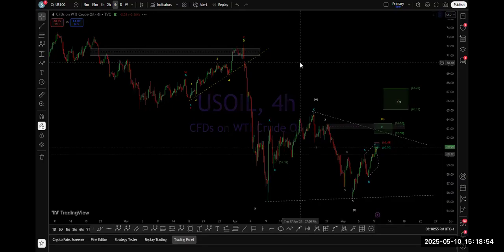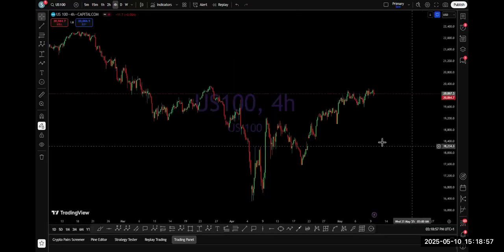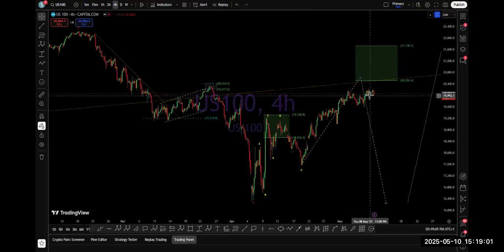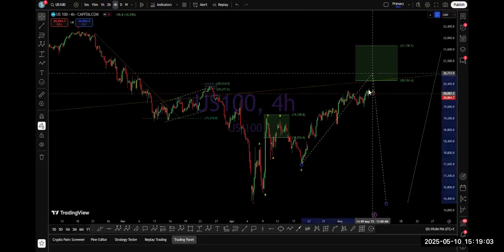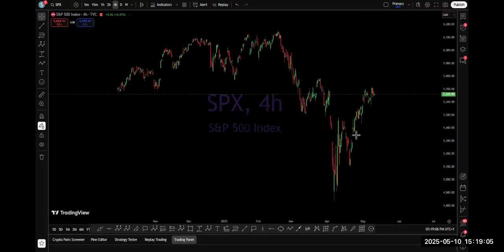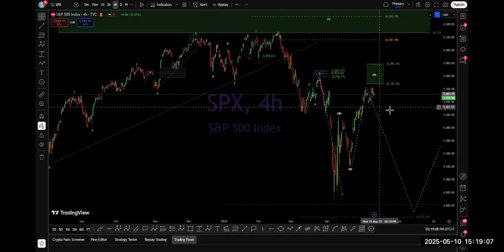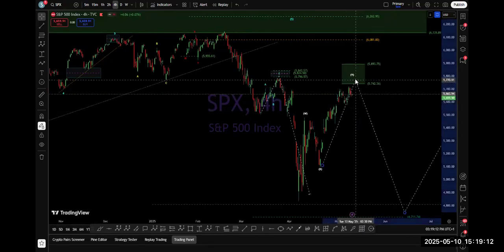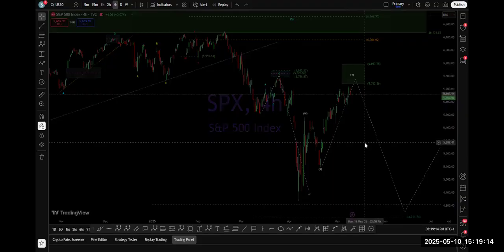Okay, US 100 Nasdaq. Last week I said we are expecting it to go a little higher. It is going higher. No need to waste time here. SP 500, the same thing. We said we expect it to go higher before selling. It is going higher. I'm waiting for setup.